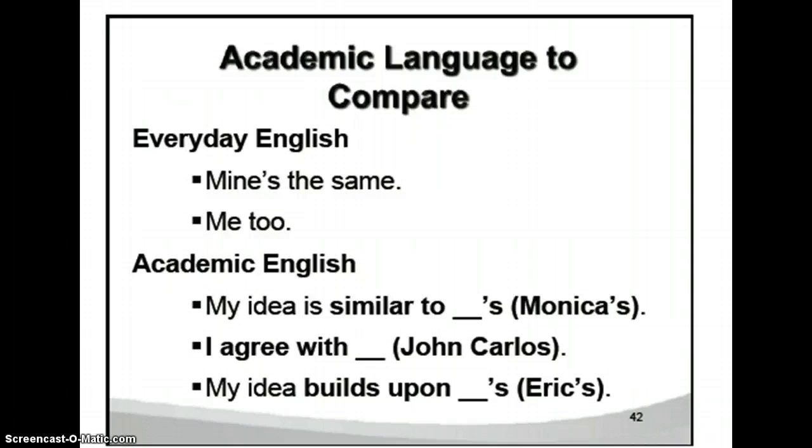The next thing that Kate Kinsella says about academic language and discourse is to distinguish between everyday English and academic English. So she has some really great examples here. Mine's the same, or me too. Instead of saying that out loud, the students can practice saying, my idea is similar to Monica's, or I agree with John, or my idea builds upon Eric's idea. And so it gives them somewhere to go with what they're thinking and how they want to say it.